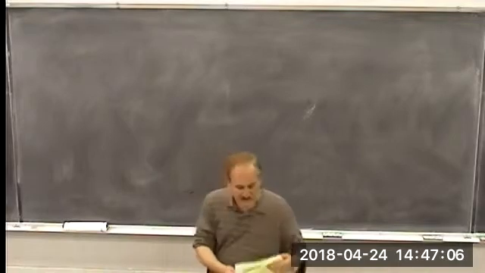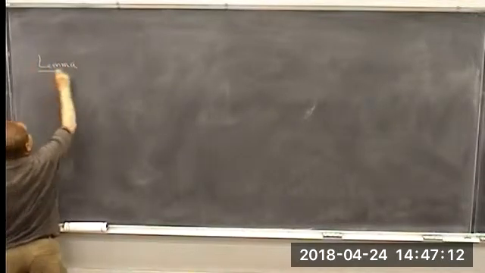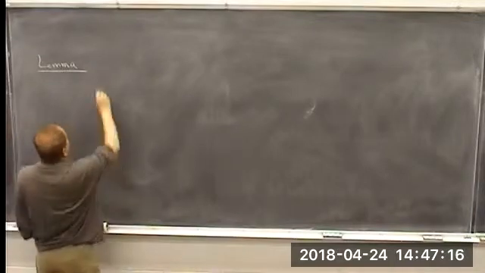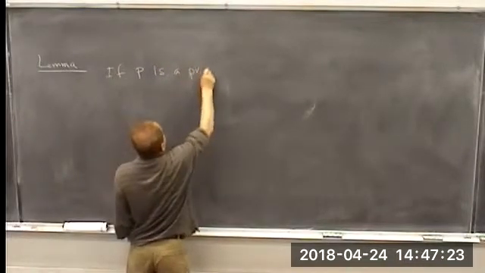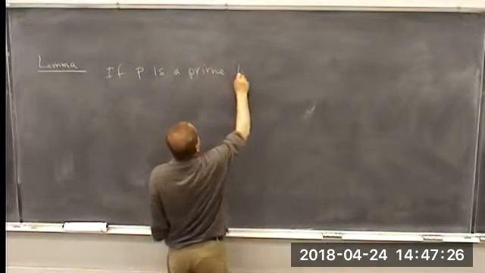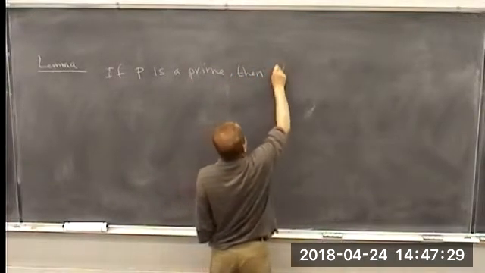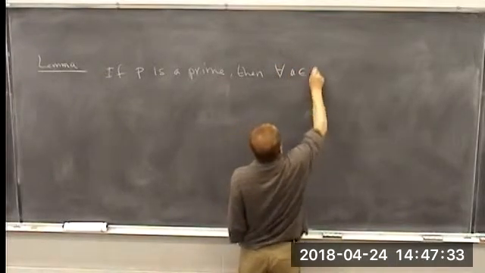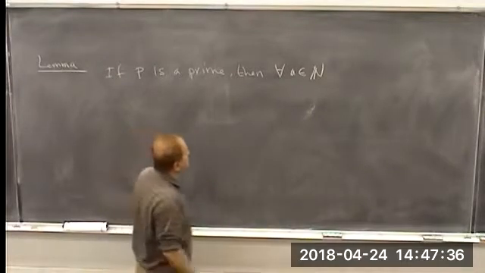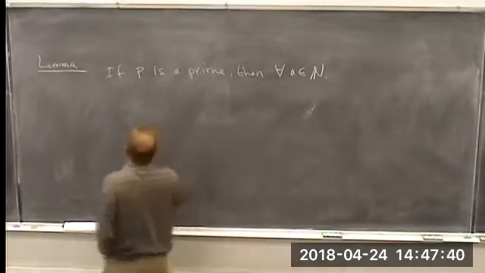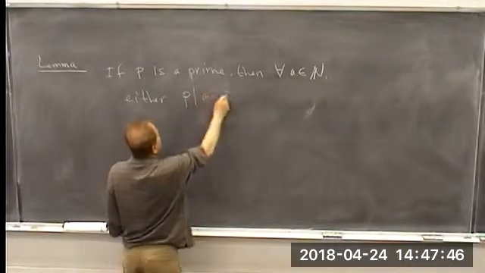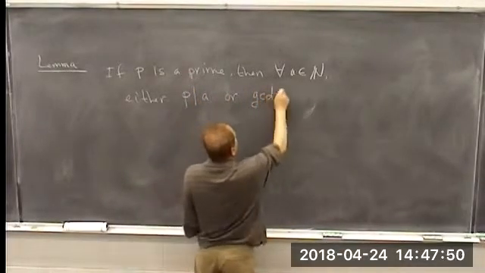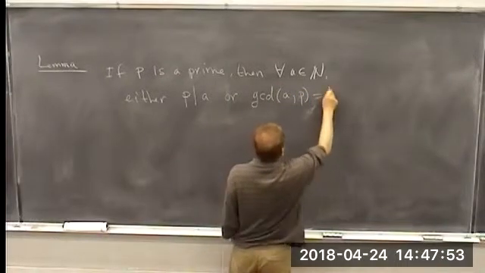All right, so I want to start with a lemma. It says that if P is a prime, then for every natural number A in N, either P divides A, or the greatest common divisor of A and P is equal to 1.